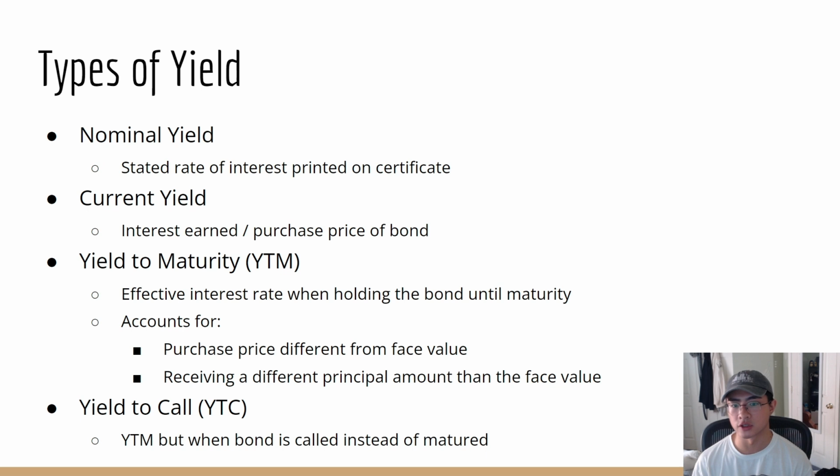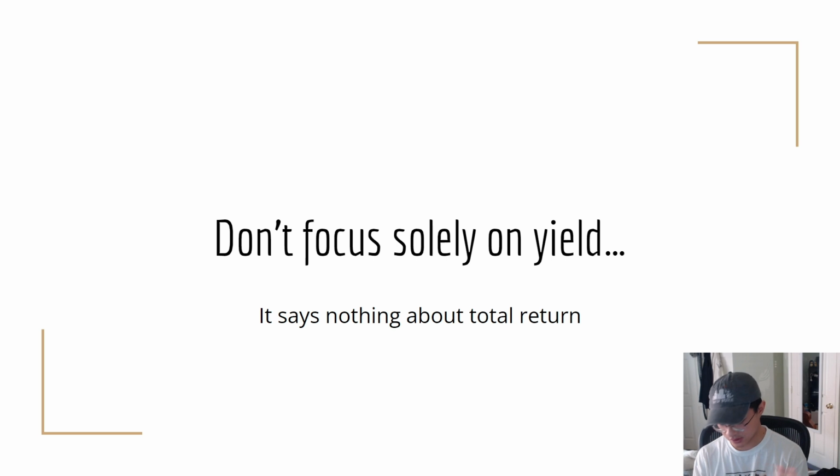It's the effective interest rate when holding the bond until maturity, and it accounts for the purchase price that's different from a face value of the bond. And also, it accounts for receiving a different principal amount than the face value. There's also yield to call, YTC, which is essentially the same as YTM, but when the bond is called rather than matured.